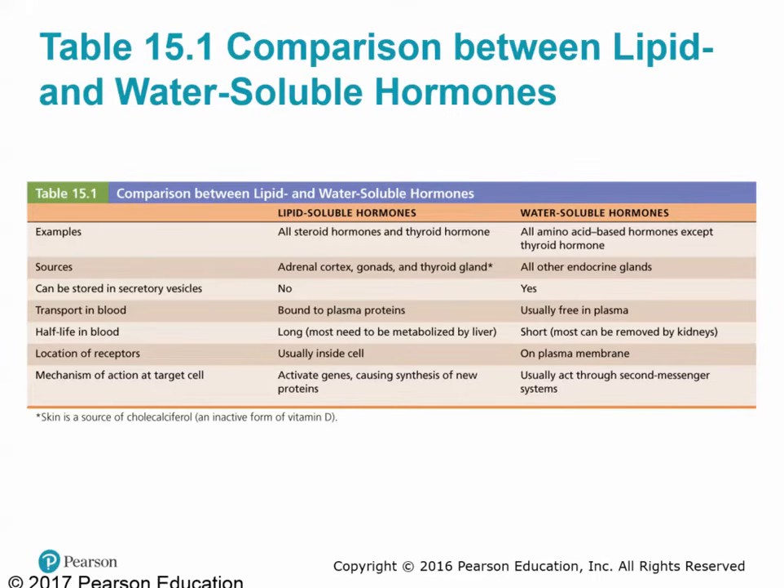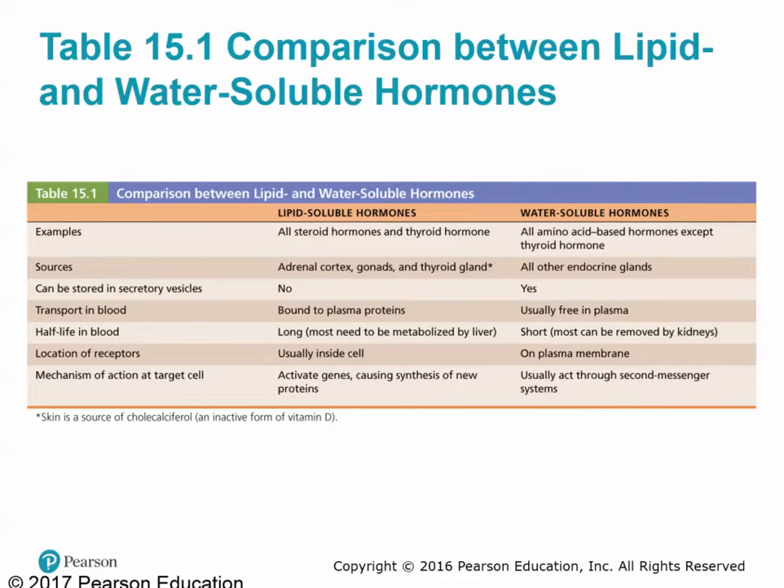So lipid-soluble hormone location of receptors, we said, is typically going to be inside the cell because they are lipid-soluble. They're capable of crossing that lipid bilayer membrane. So their mechanism of action would be that direct gene activation. Right? So they pass straight through the membrane and go to the DNA and activate those genes to synthesize those proteins. Right? So your water-soluble hormones is everything else.